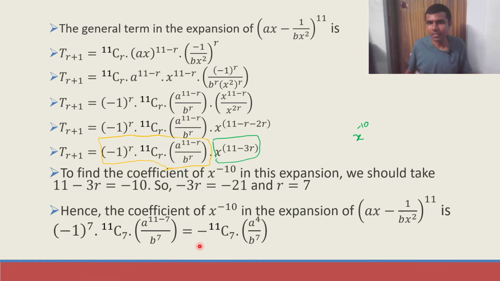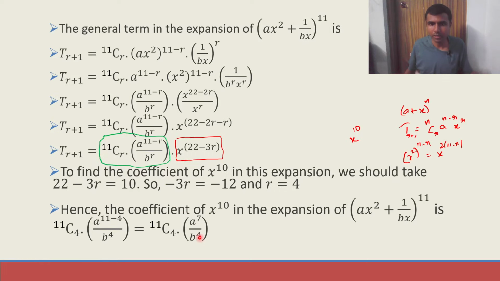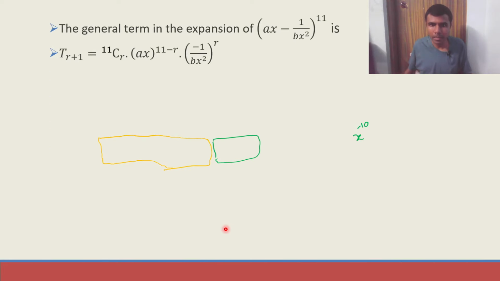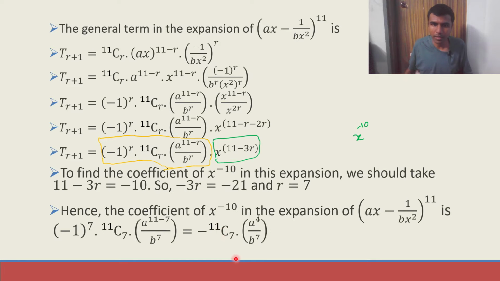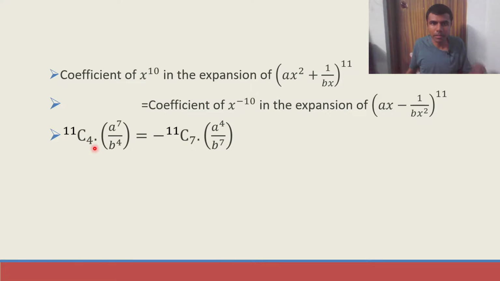Chalo, now let's come back to the question. A quick recap, we got basically the coefficient of x power 10 in the previous slide. That we got it as 11c4 into a power 7 by b power 4, and in this we got it as minus 11c7 a power 4 by b power 7. So what is the condition given in the question? In the question they gave that coefficient of x power 10 in this expansion of this is equal to coefficient of x power minus 10 in the expansion of this. Fine. This first coefficient we got it as 11c4 into a power 7 by b power 4. The second coefficient we got it as minus 11c7 into a power 4 by b power 7.